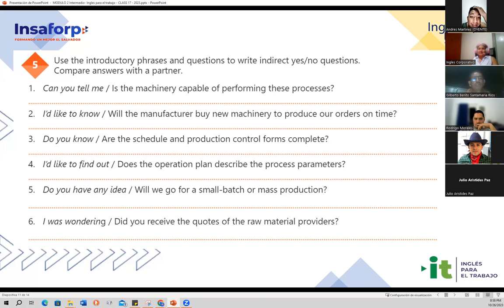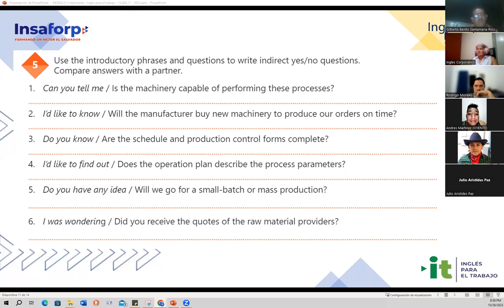Teacher, yes? Where is the... A small batch. B-A-T-C-H. Small batch. What is the minimum batch? I'm sorry. Small batch or mass production. So in this case, you know what is small, right? So if the production will be small or big, that is what he is asking. Es como un lote pequeño, o va a ser grande. Ah, okay.